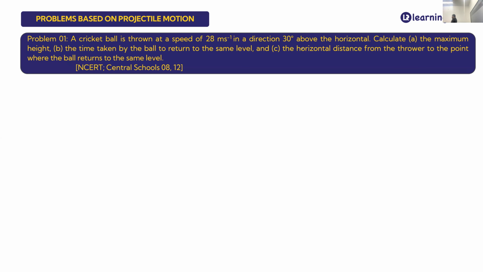You told 2 v i sin theta divided by g. That is for what? That's for time of flight. Then what about the maximum height? Vi square sin square theta divided by 2g.